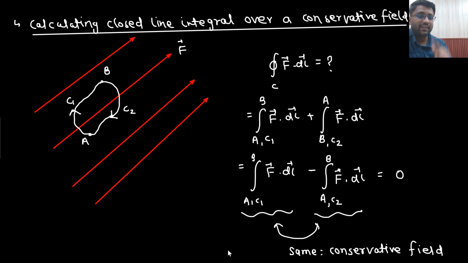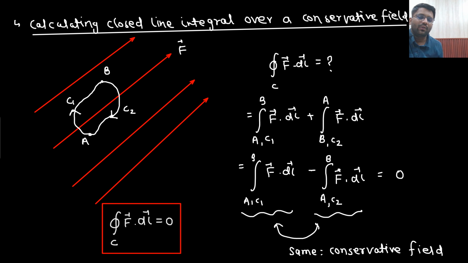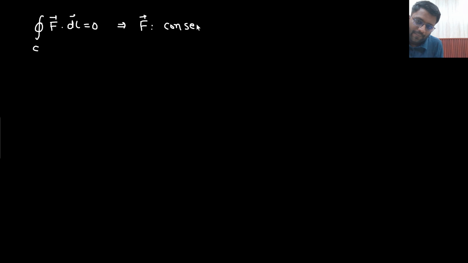That means the closed line integral in a conservative vector field will always come out to be 0. F dot dl over a closed curve in a conservative field will always be 0. If you are calculating the closed line integral over a conservative vector field, it will always be 0. So what is this representing? That F is a conservative vector field.